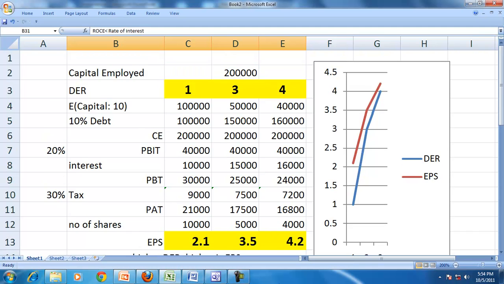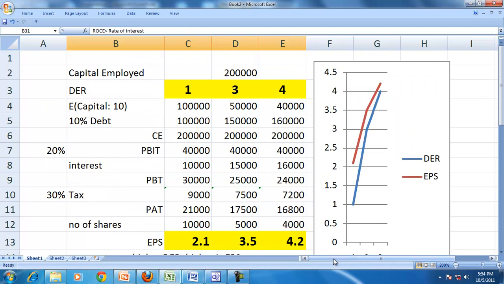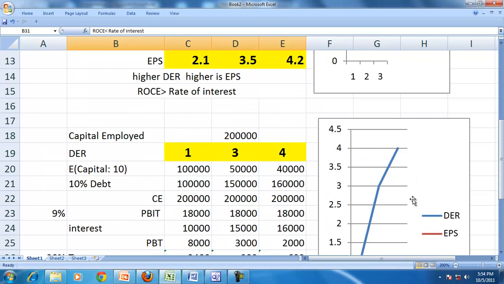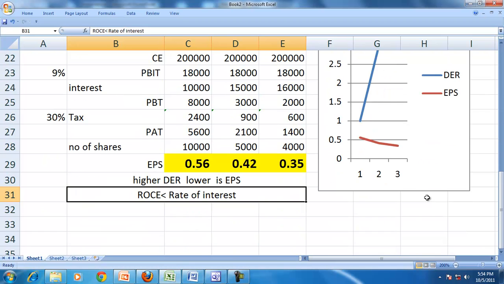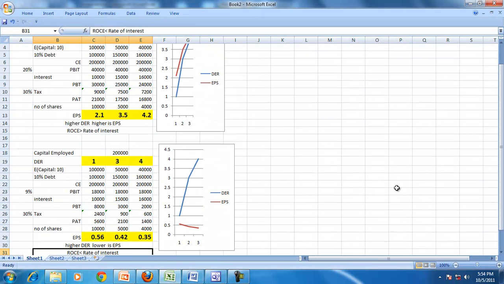So earning per share and the debt equity ratio in one case are directly related: higher DER, higher EPS, but in the other, higher DER, lower EPS. So the relationship between DER and EPS depends on the rate of return and the rate of interest.